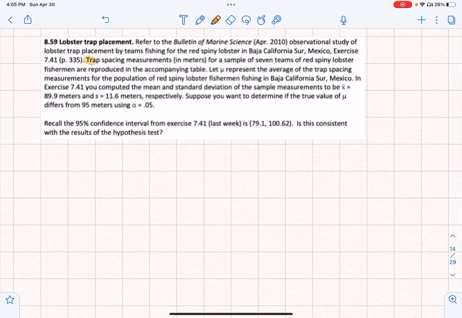Okay, so here we have lobster trap placement and spacing. For trapping lobsters, spacing measurements in meters for a sample of 7 teams of red spiny lobster fishermen are reproduced in the table. Let mu represent the average of the trap spacing measurements for the population of red spiny lobster fishermen fishing in California. I guess actually Mexico. So this is from another textbook, but we computed a mean and standard deviation. So we found x bar to be 89.9 and s to be 11.6. We want to determine if the true value of mu differs from 95 using alpha equals 0.05.